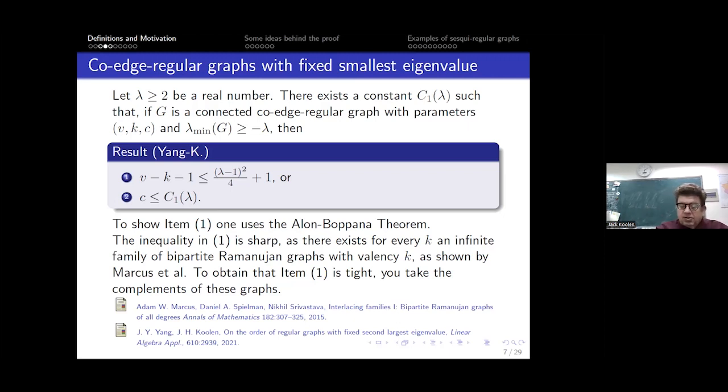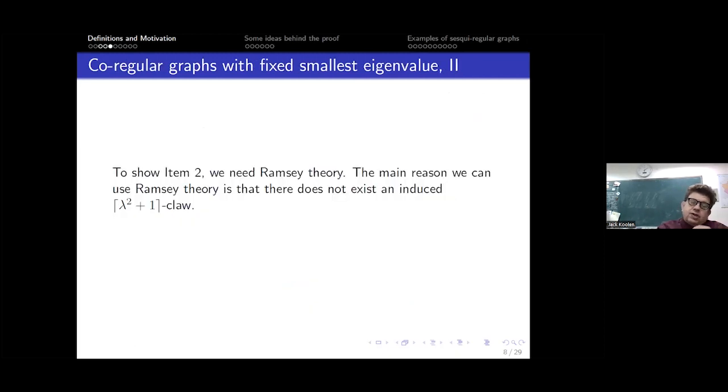Okay, so now the other way to show item 2, we need Ramsey theory. The main reason we can use Ramsey theory is that there does not exist an induced claw K_{1, lambda squared plus 1}, because that will have smallest eigenvalue less than minus lambda, and by the interlacing theorem we get a contradiction. We have no explicit bound for C1 of lambda, but my guess is that the bound for strongly regular graphs is the right bound, but I don't have a proof.